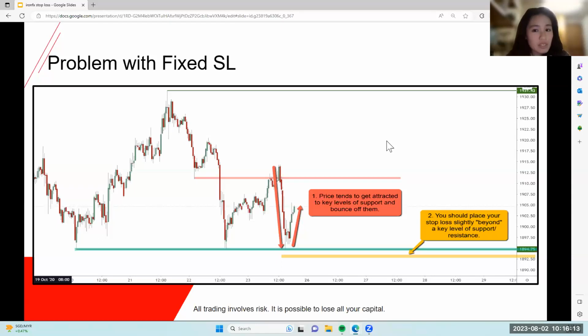So what we should have done instead was to place our stop loss, which was over here, the green line, at the yellow line instead, because we mentioned earlier that you want to place your stop loss slightly beyond a key level of support or resistance, just to allow that space for a reversal or a bounce to take place. And we can expect this to happen because price often gets attracted to key levels of support or resistance and then reverses off of them.